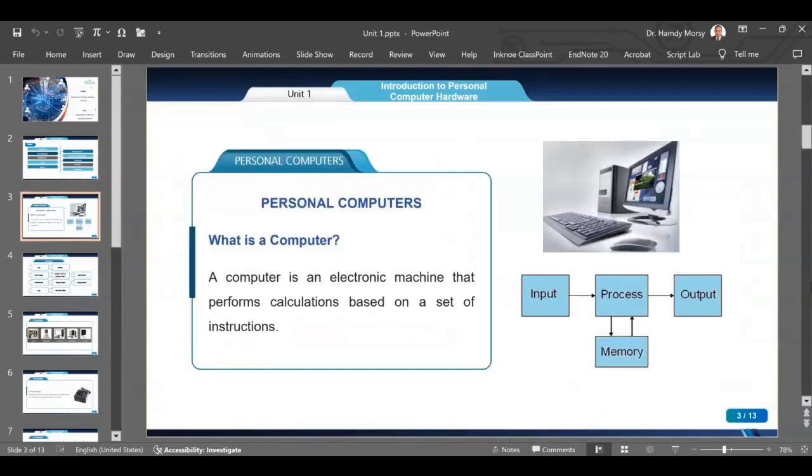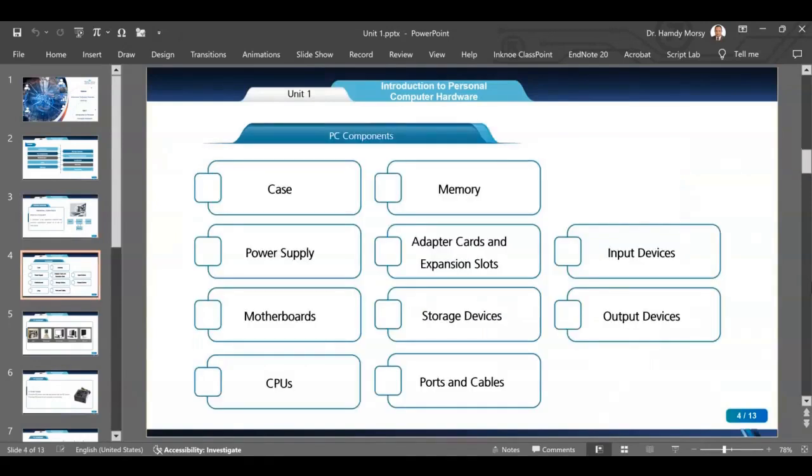A computer is a device that processes input through the CPU and produces a set of output using memory, which is the storage. The first unit discusses PC components, the case, power supply, motherboard, CPU, memory, adapter cards, expansion slots, and storage devices. Components, the case, CPU, conversion devices, transfers, ports, cables, and input.